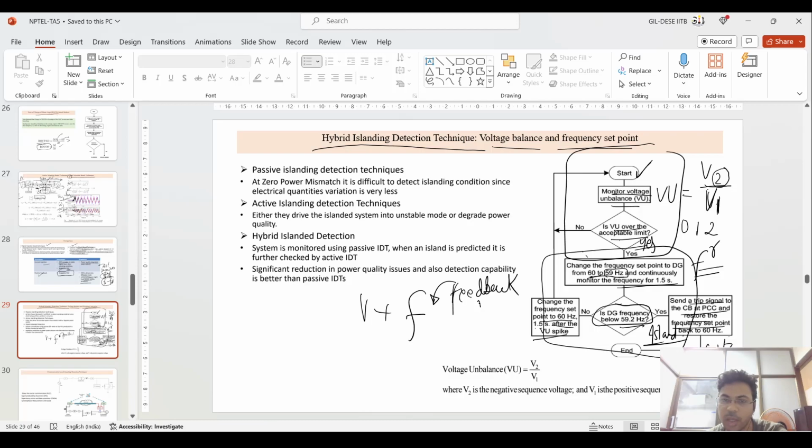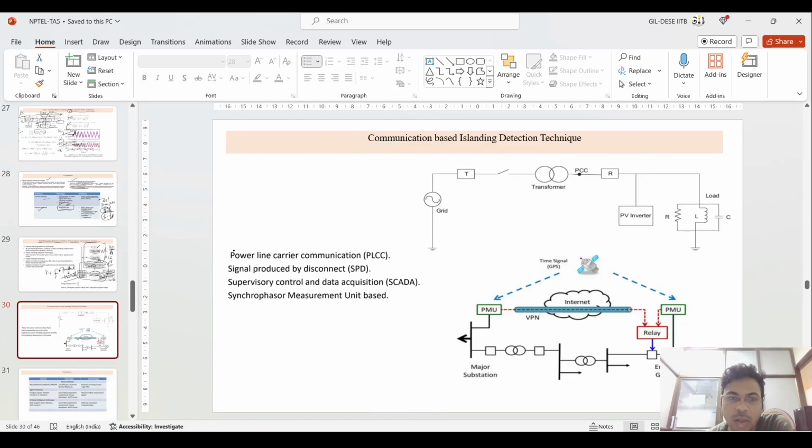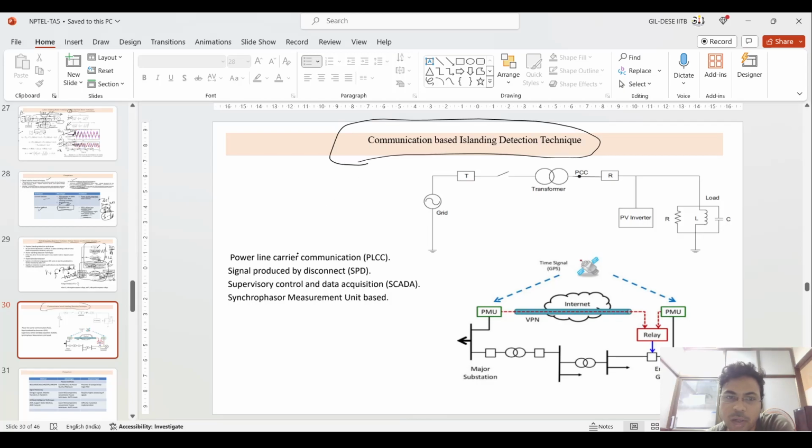So voltage plus frequency, due to this feedback based system, making the inverter operate in an unstable situation. Okay, so this is the hybrid islanding detection, which combines both operations, the passive and the active.